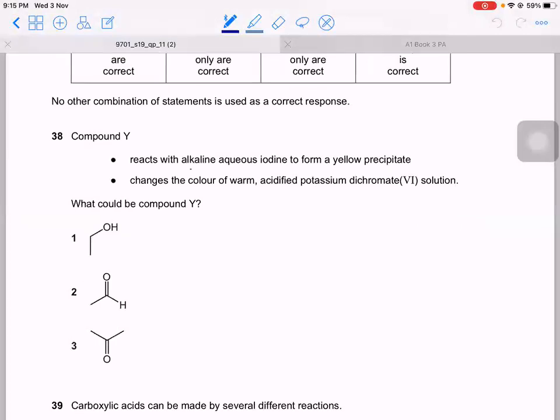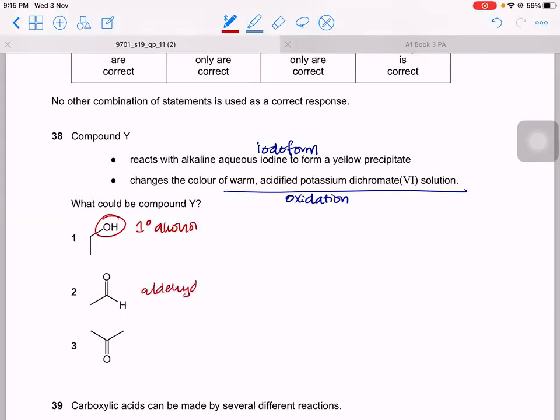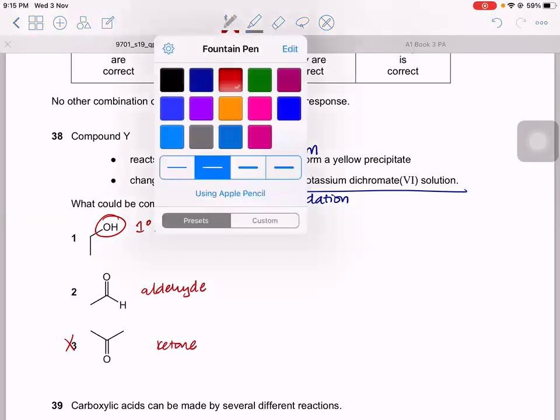Compound Y reacts with alkaline aqueous iodine to form a yellow precipitate. This is the iodoform reaction. It changes the color of acidified dichromate solution. So that means it undergoes oxidation. So let's see which one will oxidize. Can it be, let's see option 1. This is a primary alcohol. This can oxidize. It can be correct. 2 is an aldehyde. Can be correct. 3 is wrong because this is a ketone. It cannot be correct. Ketones do not oxidize.